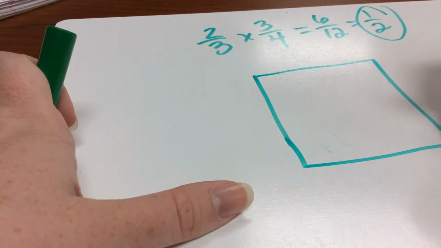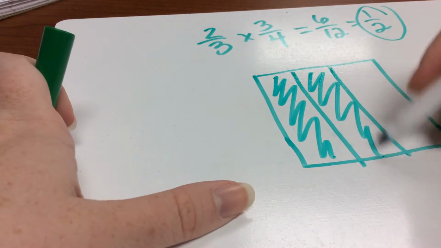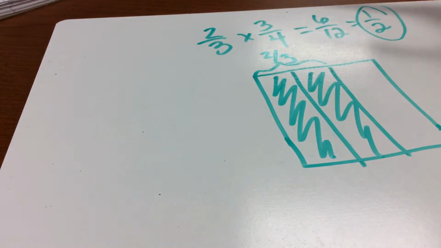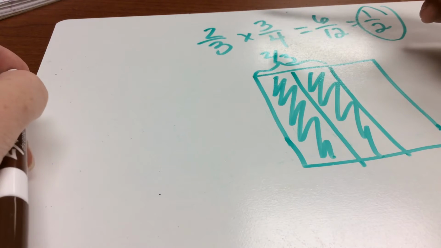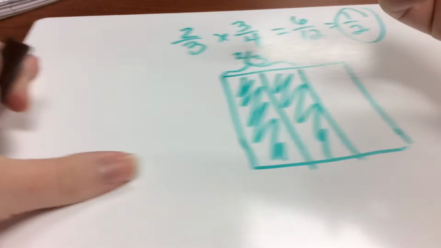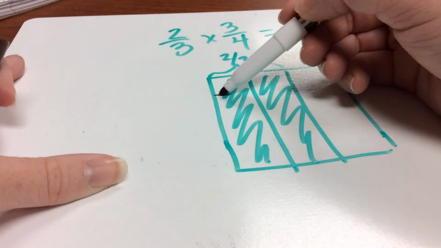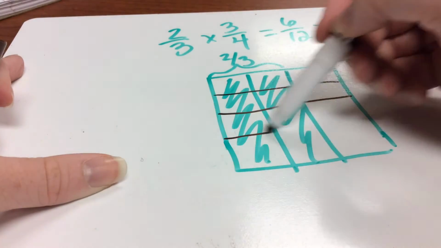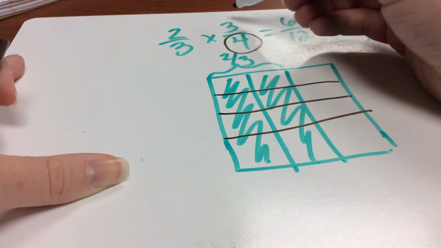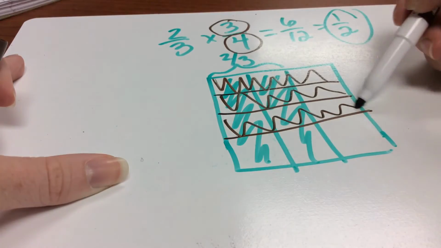We're going to start out with my bar. I'm going to shade 2/3. Now, I want to know what is 3/4 of 2/3 or 2/3 of 3/4. It does not matter. So you're going to take this bar, shade it 2/3, and then you're going to take it the other way. Because this is fourths, you're going to divide it into fourths, and it's 3/4, so you're going to shade 3/4.